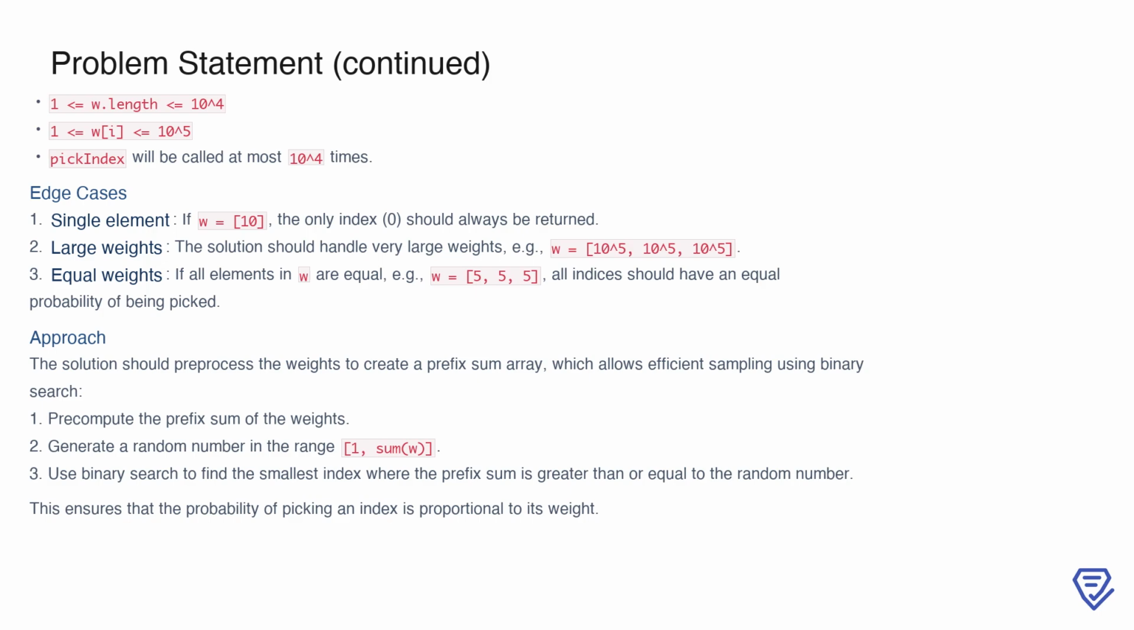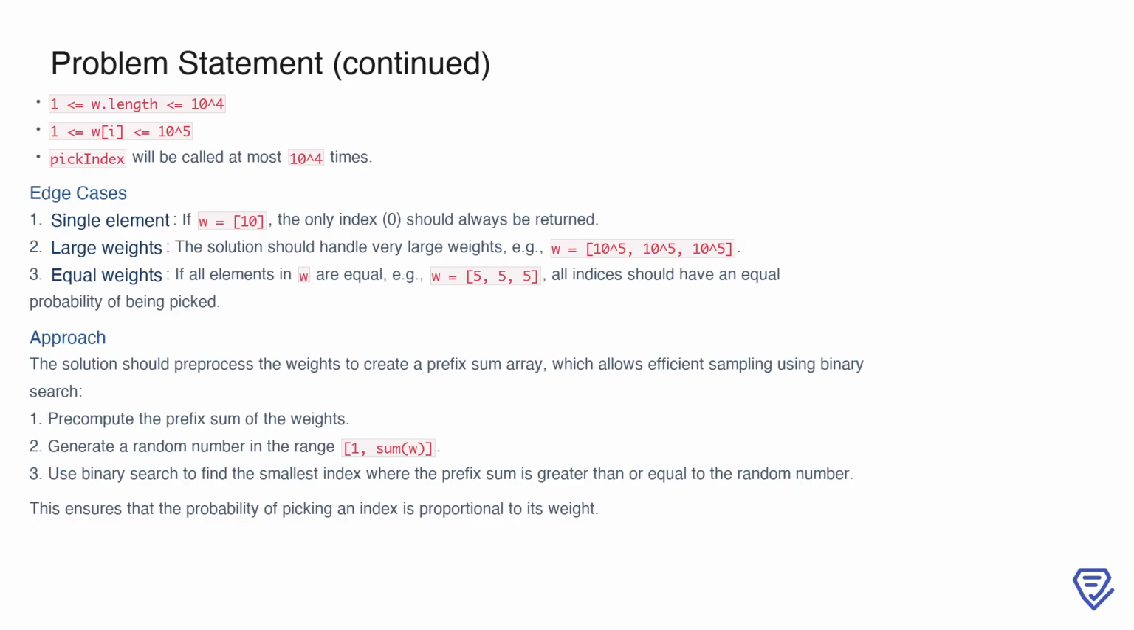Some edge cases include scenarios like a single-element array, such as w equals [10], where the only index, 0, should always be returned. Another case involves very large weights, like w equals [100000, 100000, 100000], which the solution must handle without overflow or inefficiency. If all weights are equal, such as w equals [5, 5, 5], each index should have an equal probability of being picked.